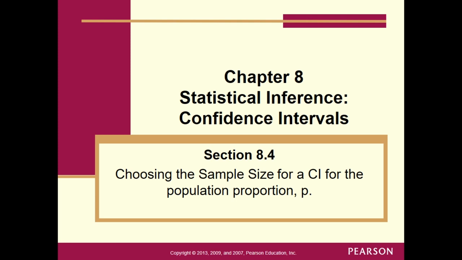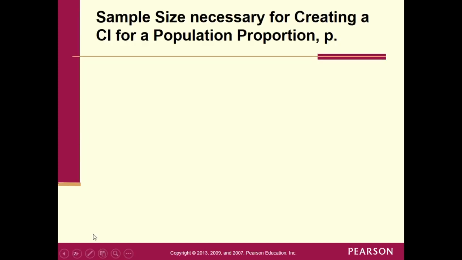So we're going to try to figure out how large of a sample size is necessary for creating a confidence interval for the population proportion P. Let's get this out of the way. In the problems that we have already done in creating a confidence interval for the population proportion P, we've been telling you what n is. We tell you what n is and you go calculate the confidence interval.